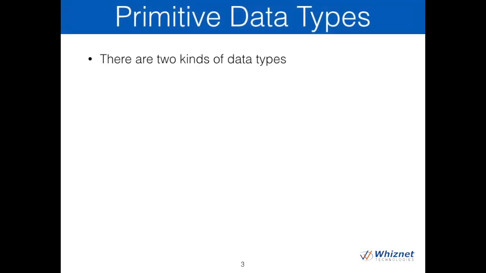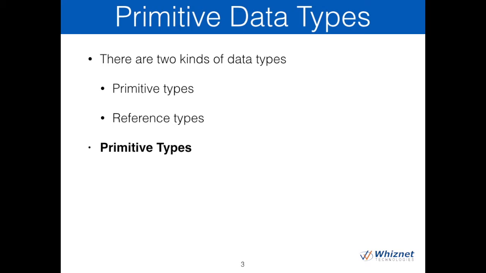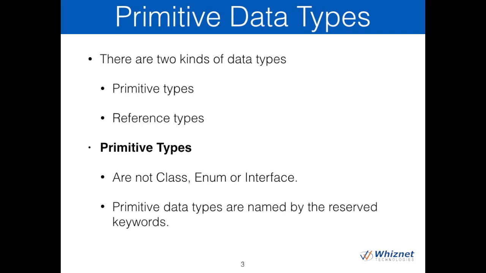Primitive data types: there are two kinds of data types: primitive types and reference types. Primitive types are not class, enum, or interface. Primitive types are named by the reserved keywords.